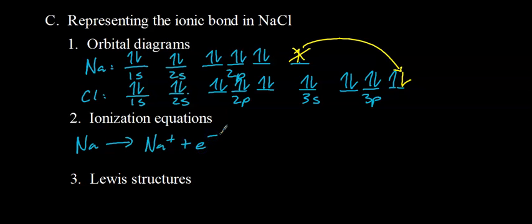So sodium loses an electron to form Na+, a sodium ion. What happens with that electron? Does it just float off into space? No, that electron goes somewhere. In fact, that electron goes to chlorine.